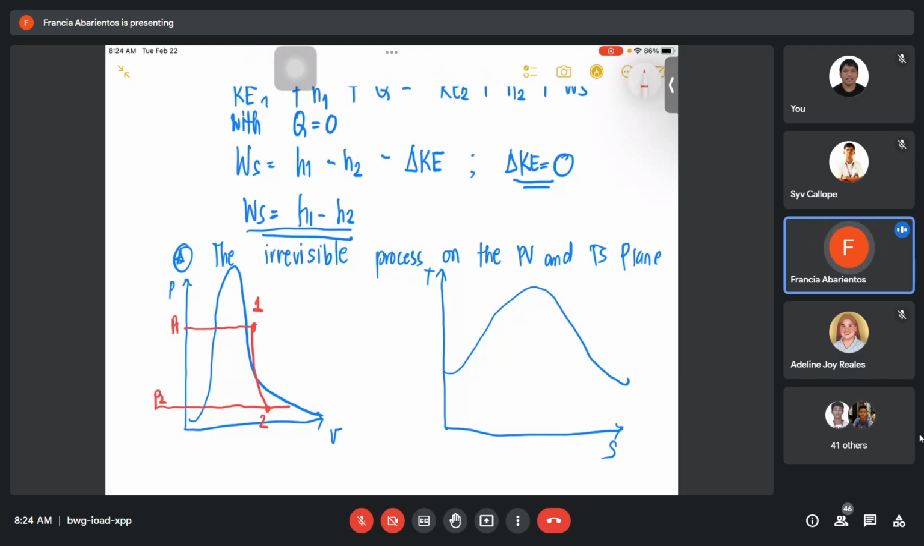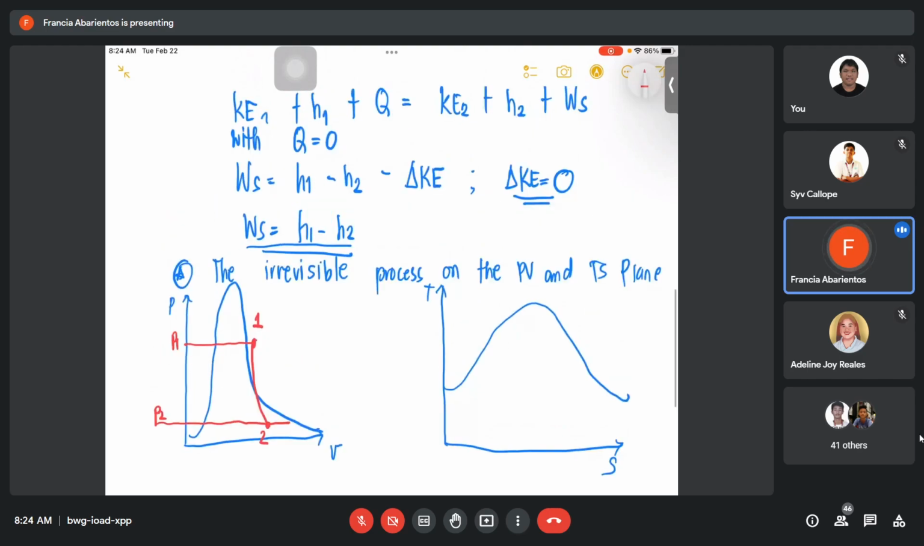Ayan. Naglalag ba class? Naglalag ba ako? Class. Lag ba ang aking nag-guess? Hindi man po, ma'am. Ayun. Ow. Ayun, internet ko ata.